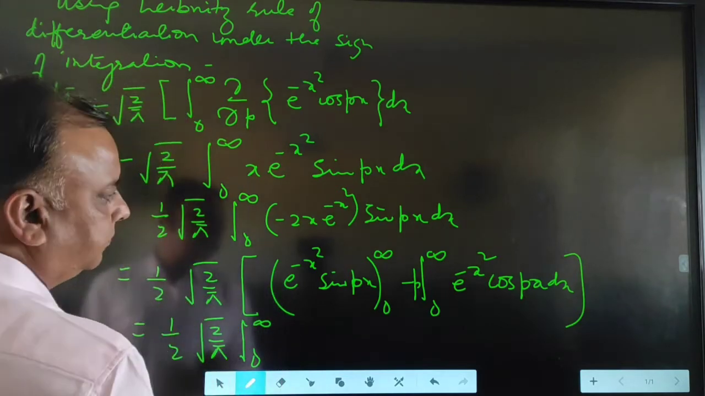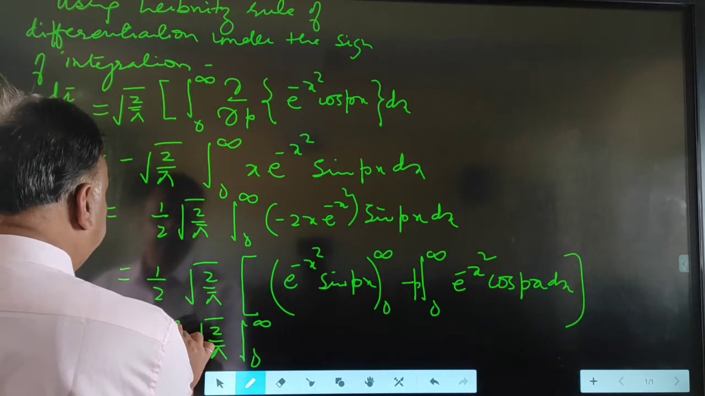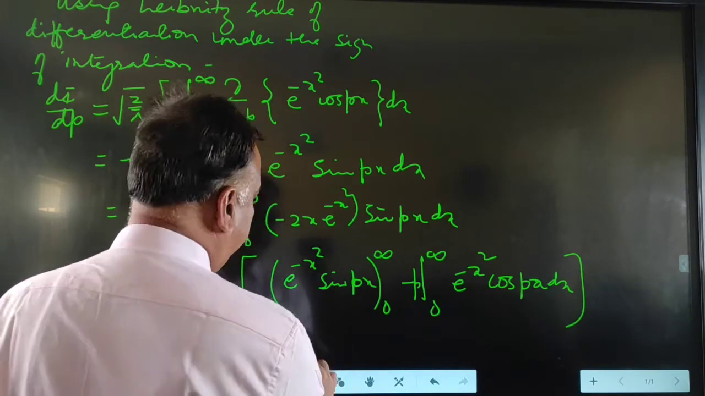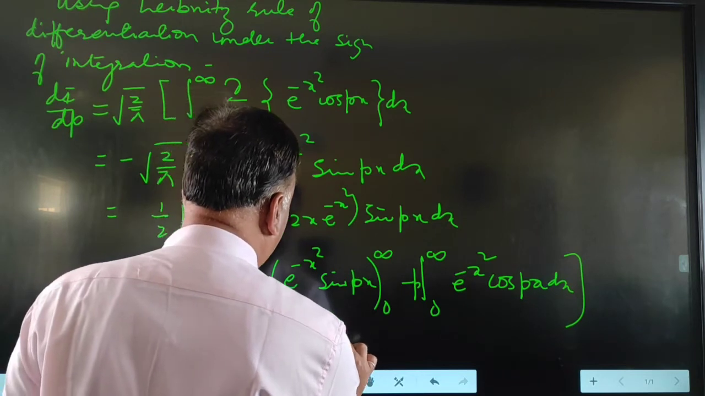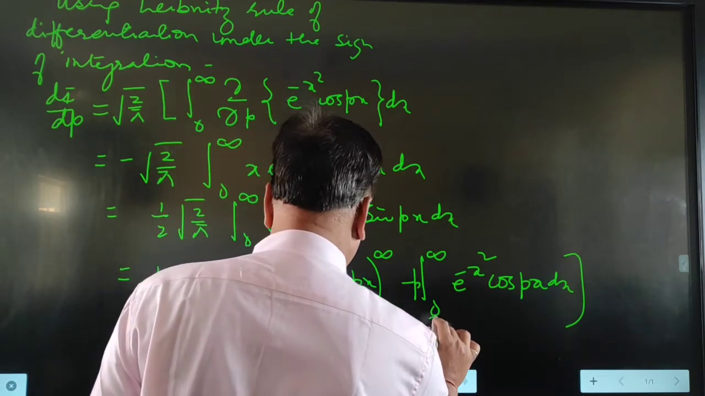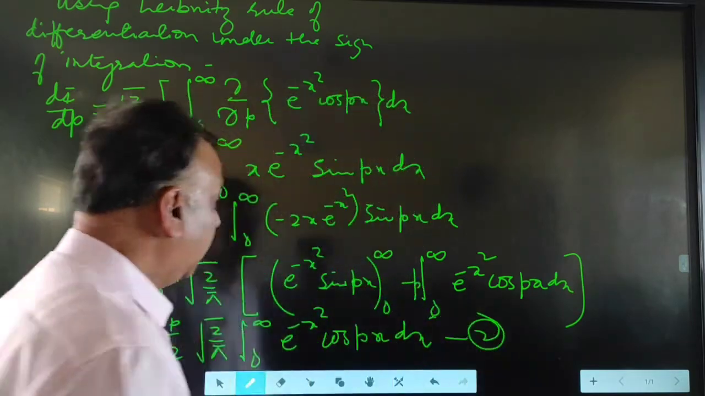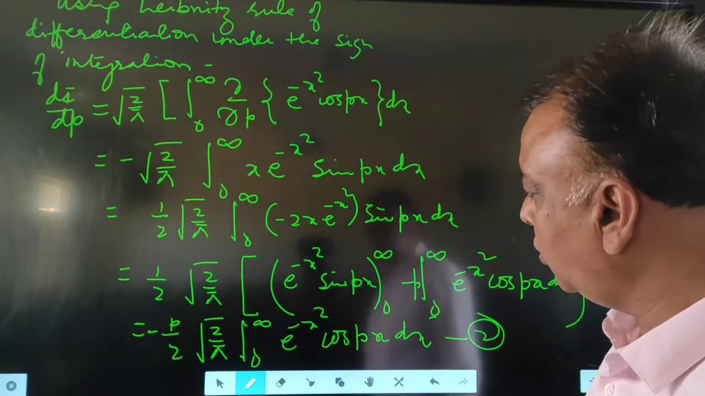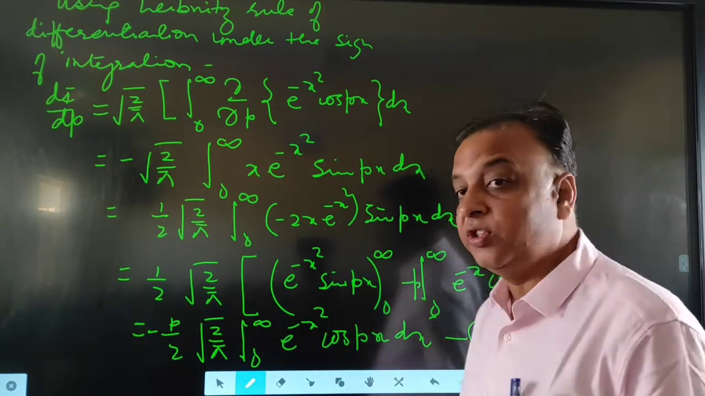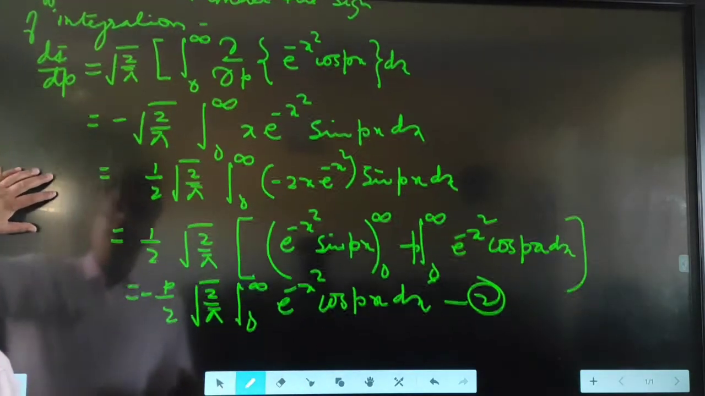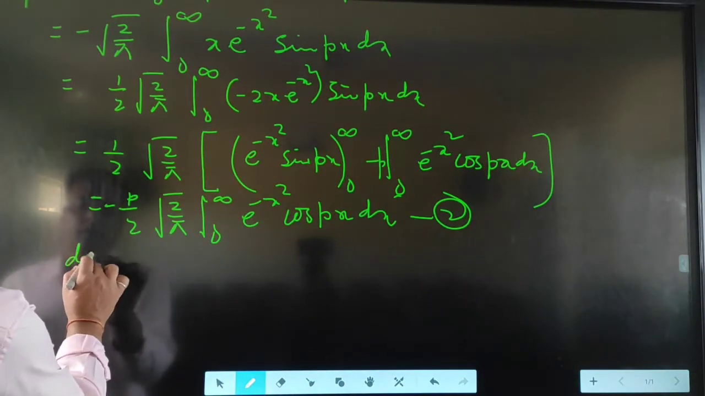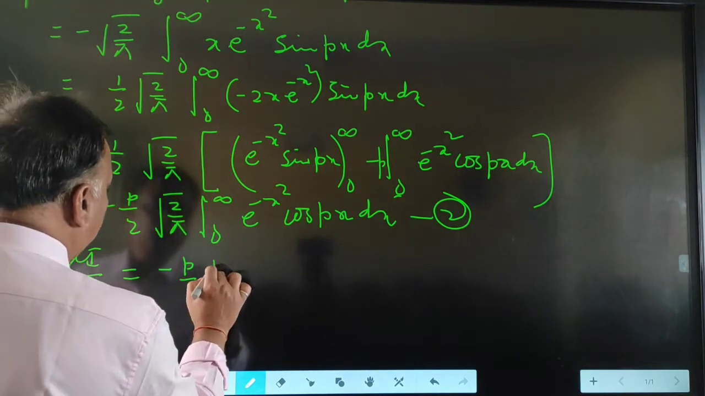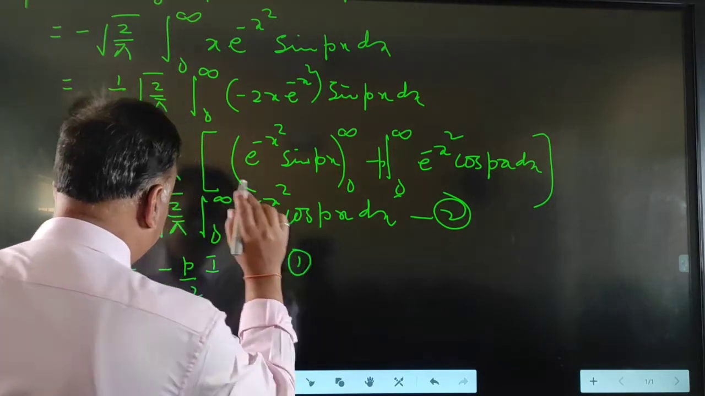Minus p comes outside, root 2 upon pi integral 0 to infinity e raised to minus x square cos px dx. Number 2. Now, as we have assumed by the first equation that root 2 upon pi integral 0 to infinity e raised to minus x square cos px dx is I, so by using the first we get dI by dp. dI by dp is equal to minus p by 2 into I.